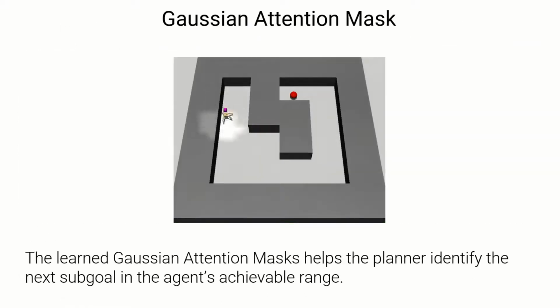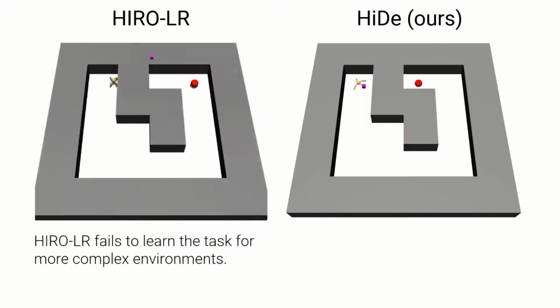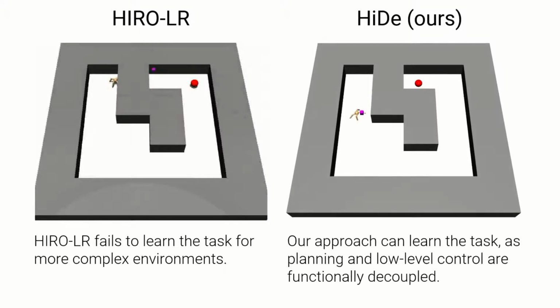The attention mechanism in the planning module helps the policy output subgoals in the agent's reachable range and avoid obstacles such as corners. In more complex environments with longer horizons and more obstacles, other approaches such as Hiero-LR are often struggling. HYDE, on the other hand, can learn the task, as planning and low-level control are functionally decoupled.